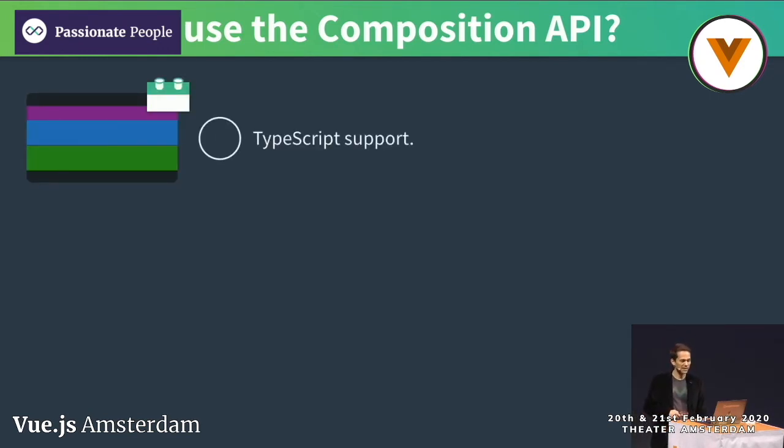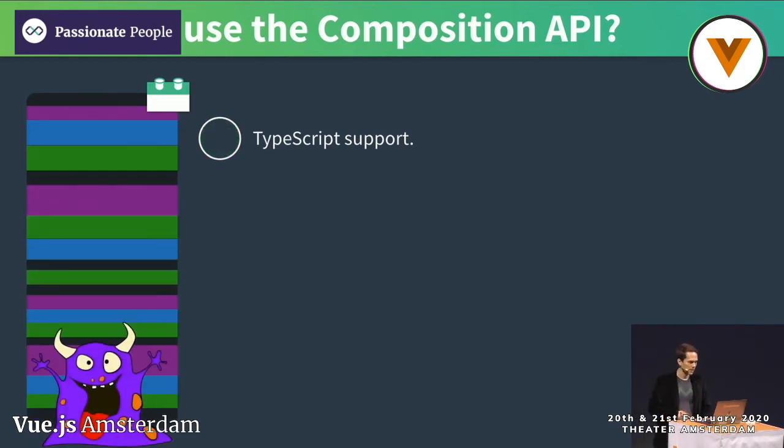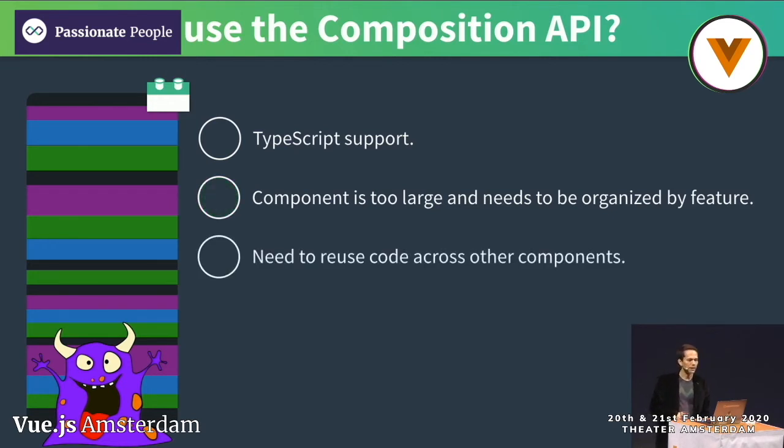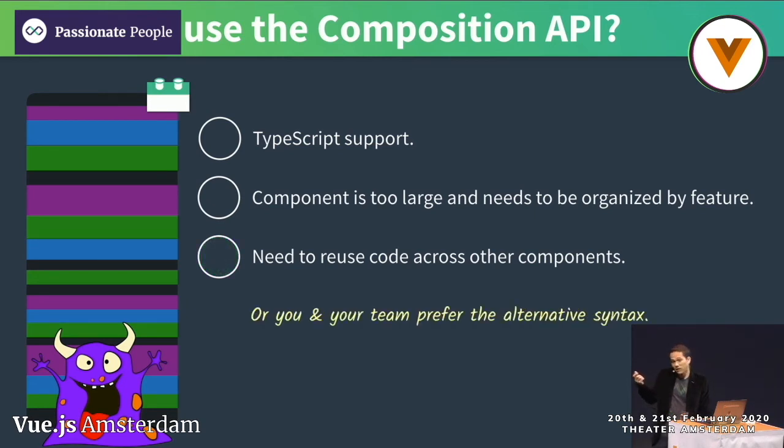So first is if you're a big TypeScript fan, right? Using this allows you to use TypeScript in a more powerful way inside of your component code. So that might be a good enough reason to use it for you. Also, of course, when your component gets really large and needs to be organized by feature. So you create component composition functions in that case. So that's a good reason to use this. Thirdly, when you need to reuse code across other components. This is a good pattern for sharing code, especially, as Evan mentioned this morning, when you're creating plugins or reusable libraries. That's a good reason to use it as well. And then lastly, if you and your team prefer the alternate syntax and you all agree, hey, we like this better than using the option syntax, that might be a good reason as well, as long as you're all on the same page.